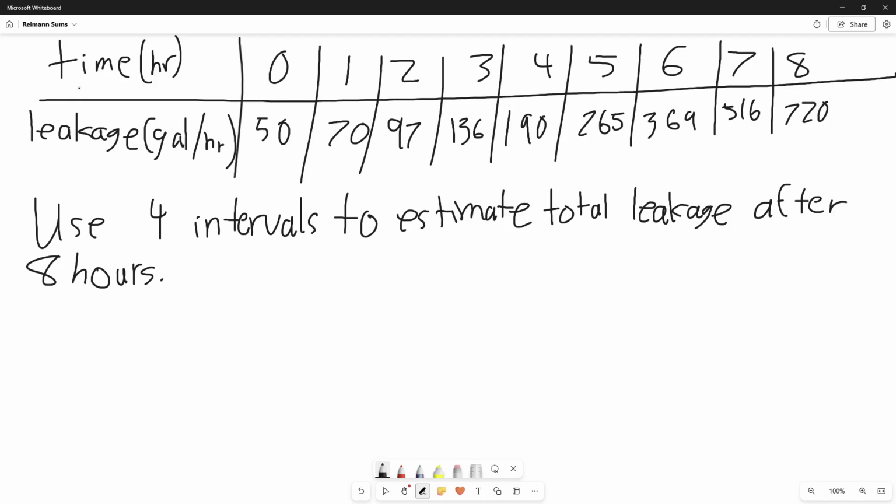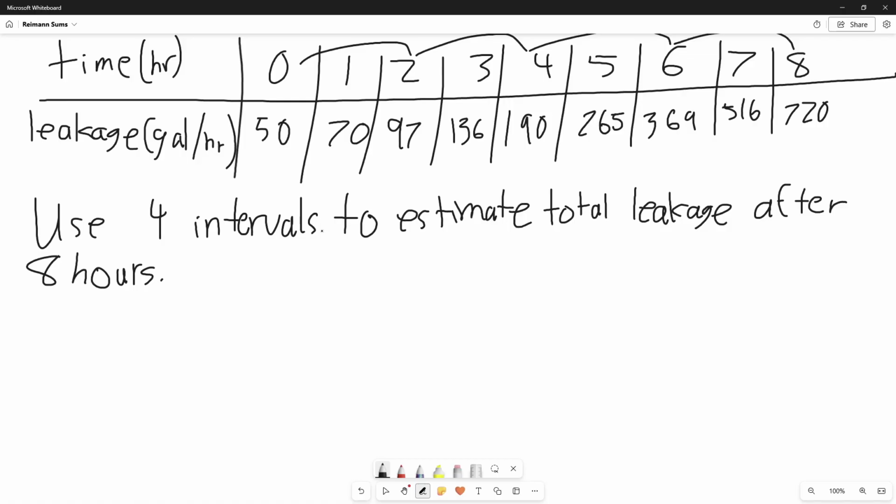And if we look at the table, we're given the time in hours starting from 0 to 8, and the leakage in gallons per hour, and it's just of something, doesn't matter what, for each of these hours. And 4 intervals means 4 shapes of our sums, like 4 rectangles or trapezoids. And just by looking at this, since there's 8 hours, we can automatically know our rectangle width or trapezoid width is going to be 2, because 8 divided by 4 is 2. And after 8 hours, which means that we're going to include all of these hours. So yeah, that's what our width is going to be.